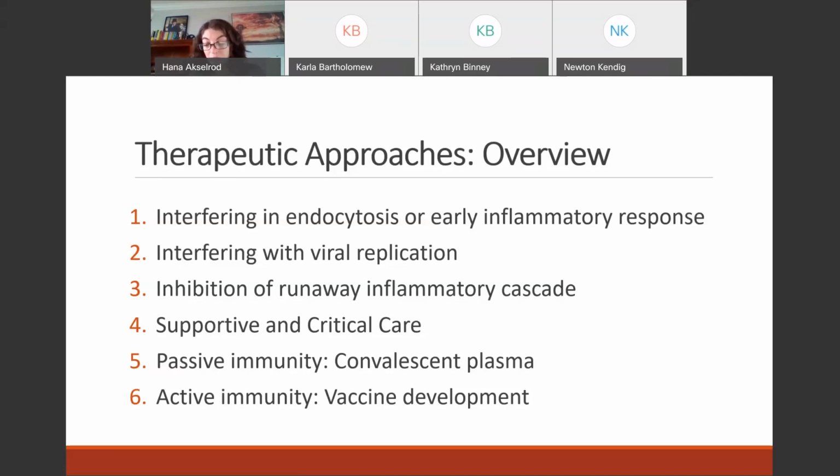Passive immunity with convalescent plasma has ongoing enrollment in an ambitious nationwide program run by the American Red Cross and the Mayo Clinic, in which we are participating at GW. And active immunity through vaccine development is still a long way away.